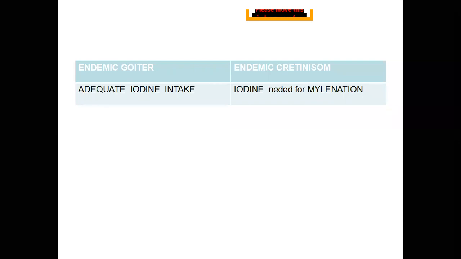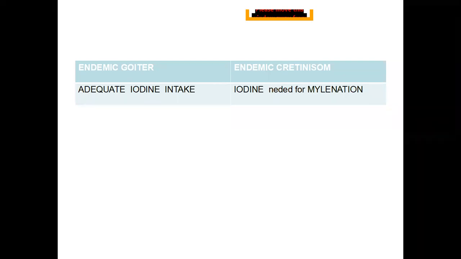In endemic goiter, people live in areas where there are low levels of iodine in food and water. So to compensate for the decreased T3 and T4, the thyroid gland increases in size to produce more T3 and T4. It can be controlled by giving adequate iodine intake through salt and bread in the form of potassium iodide. If there is severe iodine deficiency, hypothyroidism will occur in that patient.